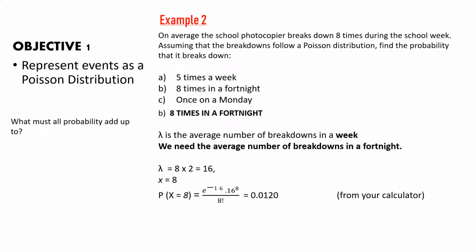In this case, we want to check our x value to be 8. So again, we'll just put those numbers into our formula. Once we establish those two things, we will pop it in. So it'll be e to the minus 16 times 16 to the power of 8 divided by 8 factorial, and that'll give us 0.012.